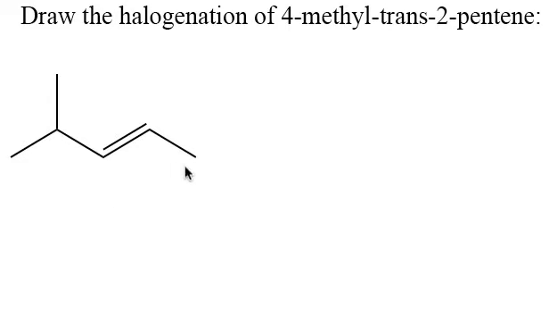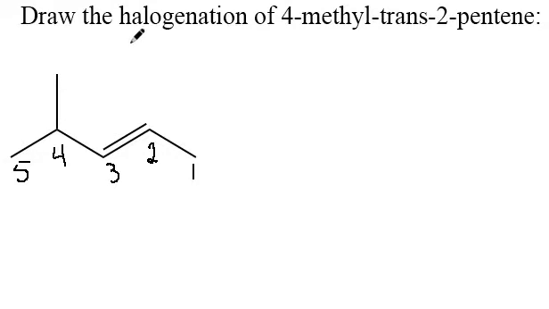This is called trans-2-pentene because we want the double bond to have the lowest possible number. So this is carbon 1, this is carbon 2, this is carbon 3, 4, and 5. So we go 1, 2, so our double bond is at carbon number 2, and then 4-methyl.